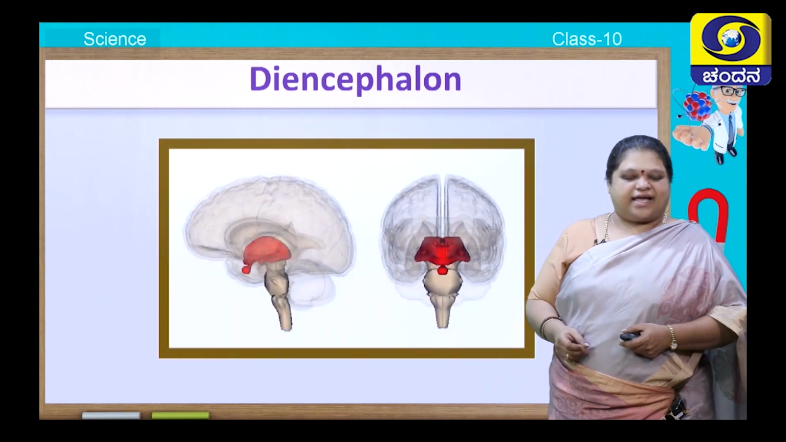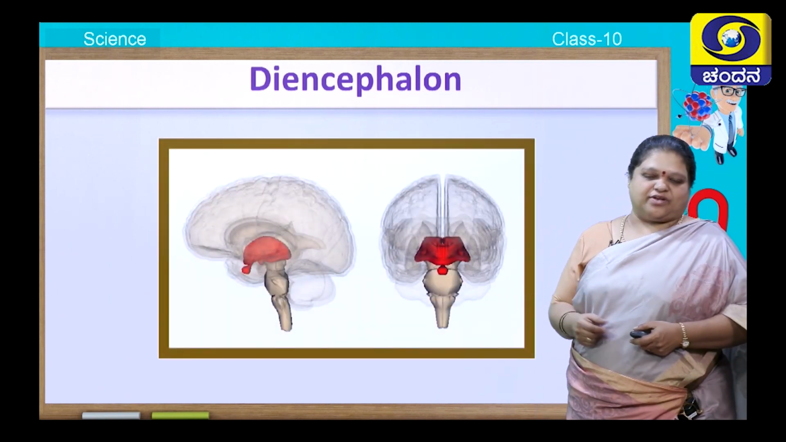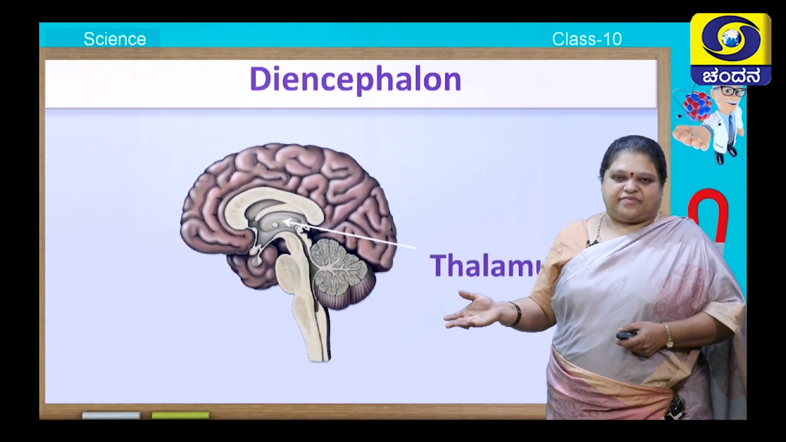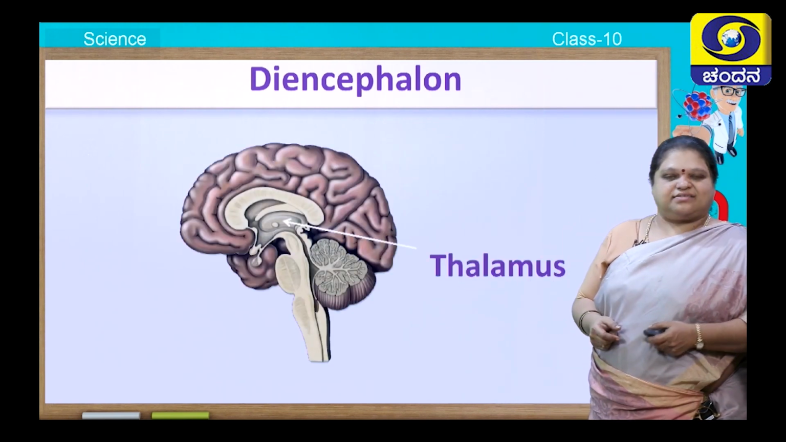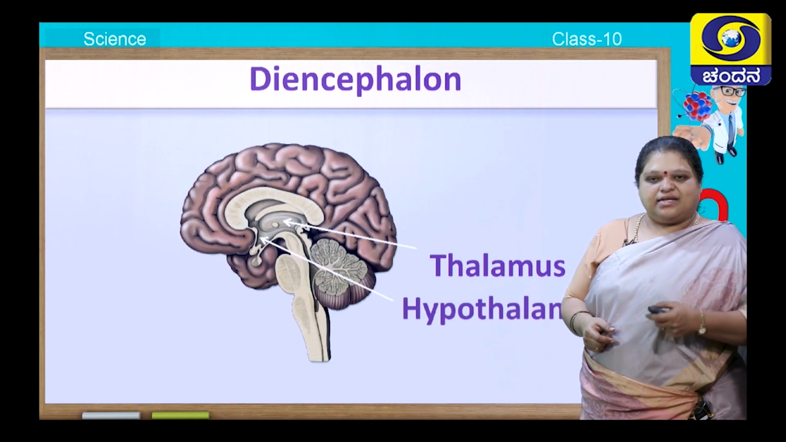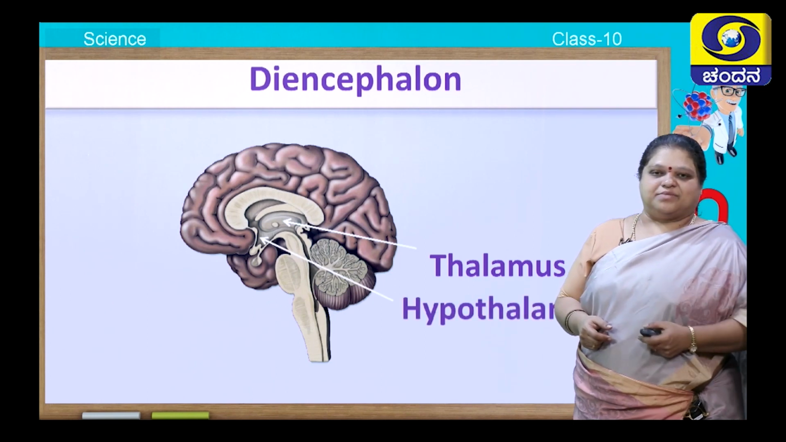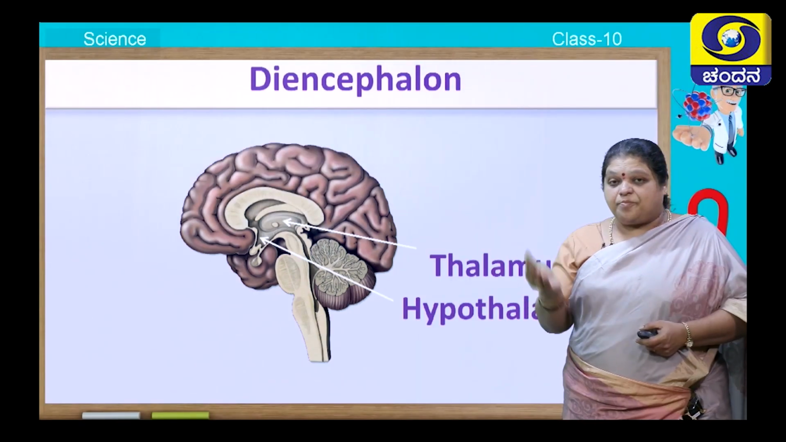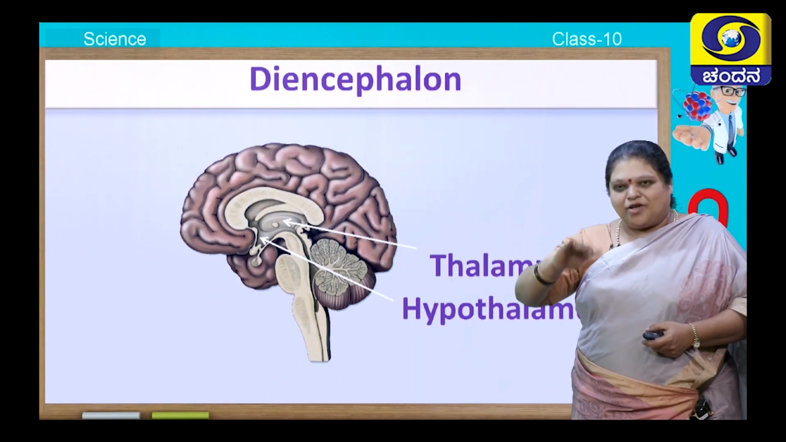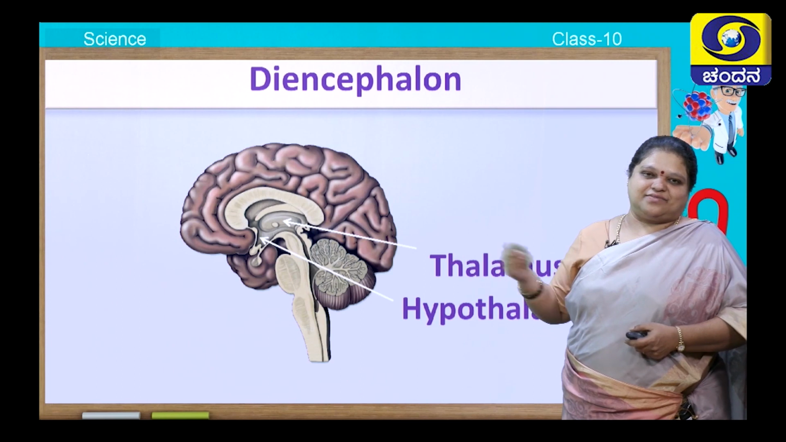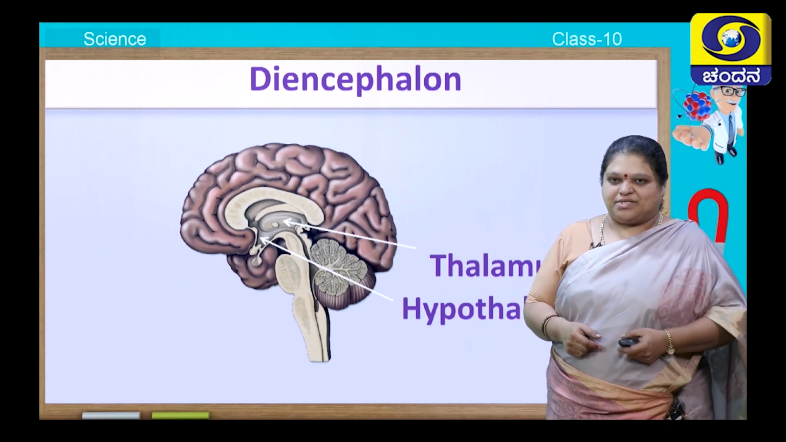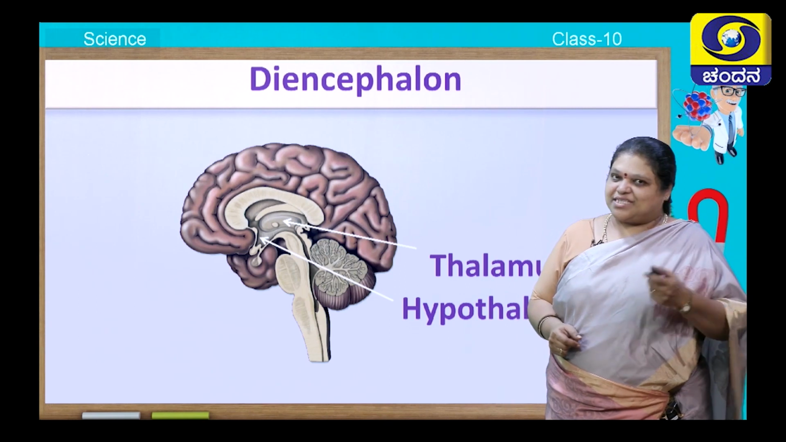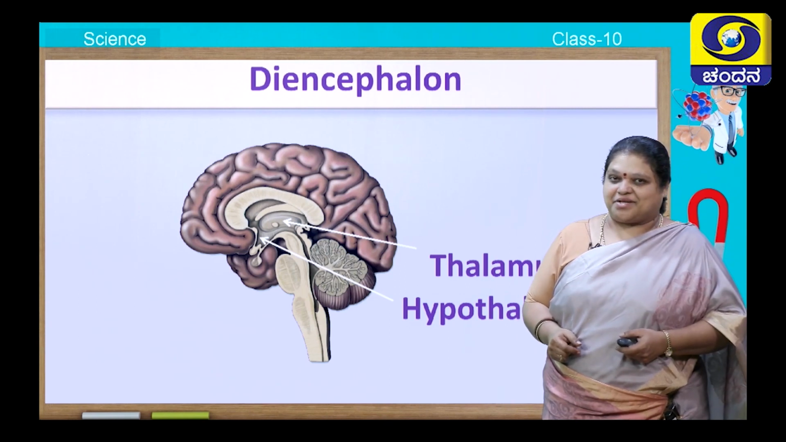Next, we will come to another concept. Now if you come to the diencephalon, you can see where it is present. The diencephalon has two parts: the thalamus and the hypothalamus. The thalamus is the upper portion; hypo means below, so the part below the thalamus is called the hypothalamus. Below the hypothalamus you find the pituitary gland, which I have already told you about.